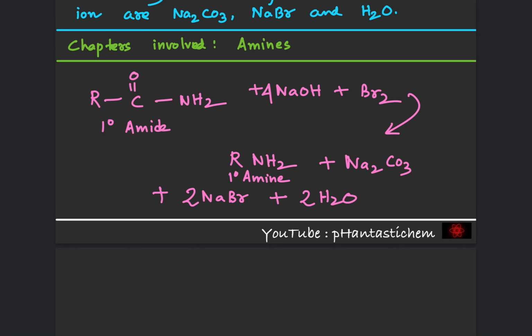So therefore statement A is false. Statement A says that in Hoffmann bromamide degradation, 4 moles of NaOH and 2 moles of Br2 are consumed per mole of an amide. It is false because 4 moles of NaOH is correct, but 1 mole of Br2 is consumed. In statement A they have mentioned 2 moles of Br2. No, it is 1 mole of Br2 per mole of an amide. For every 1 mole of amide, we need 4 moles of NaOH and 1 mole of Br2, as we can see from the balanced chemical equation. So therefore statement A is false.